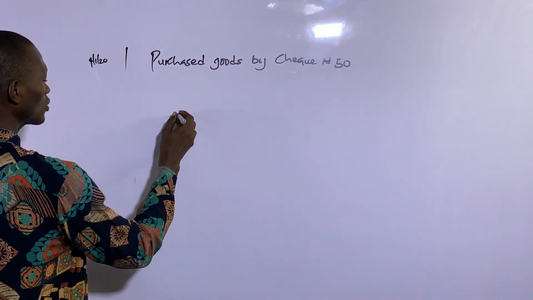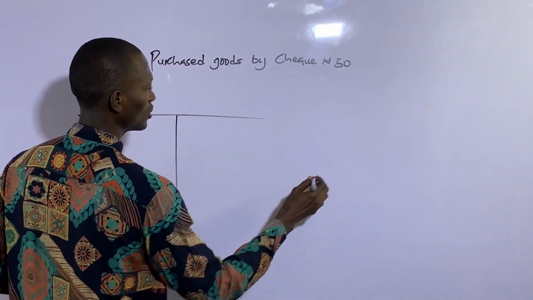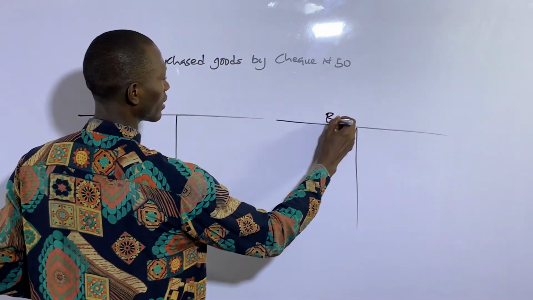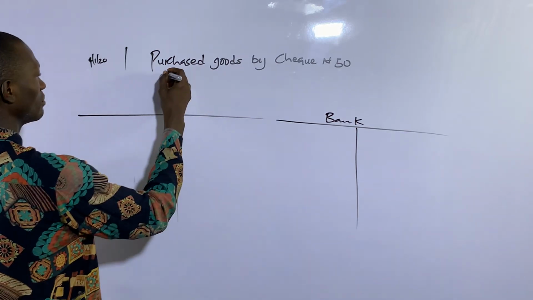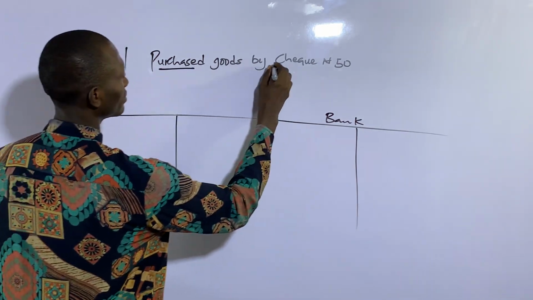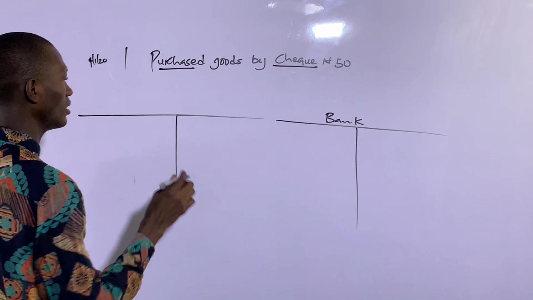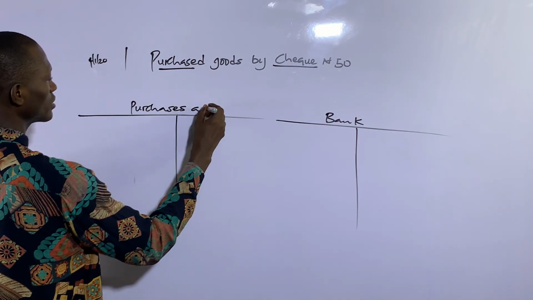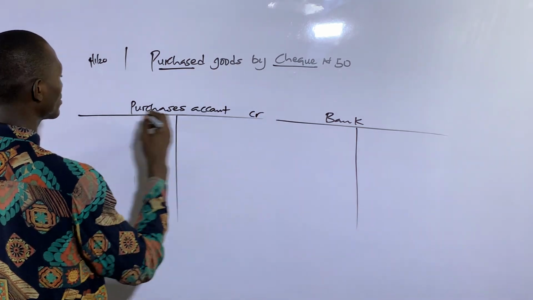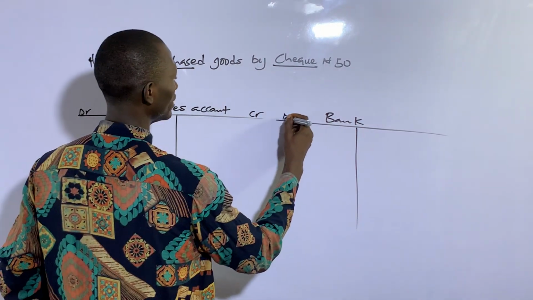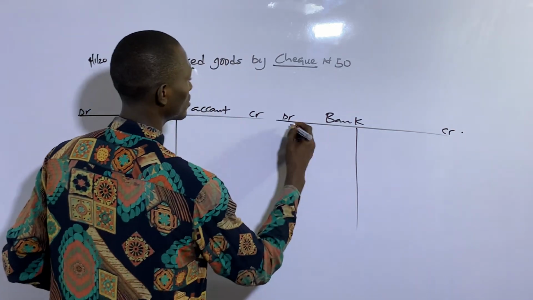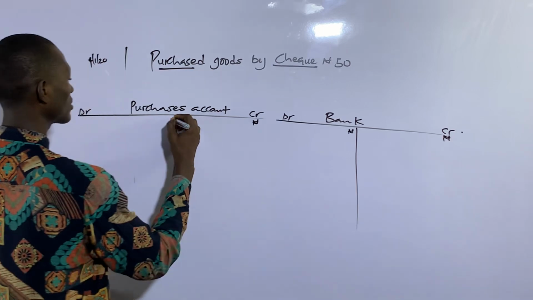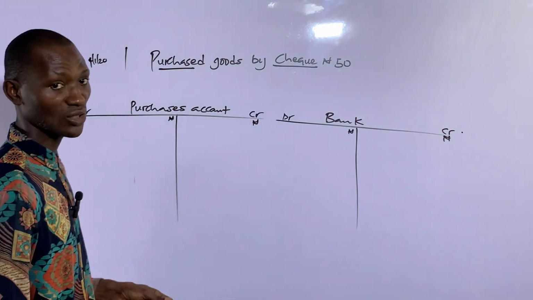So let's open the purchase account. Then we also have the bank account. So the two accounts here, first step, are purchases and bank, not check. Then we have the purchases account, with the credit and debit sides. Put your currency sign, which is very important because of the money measurement concept.